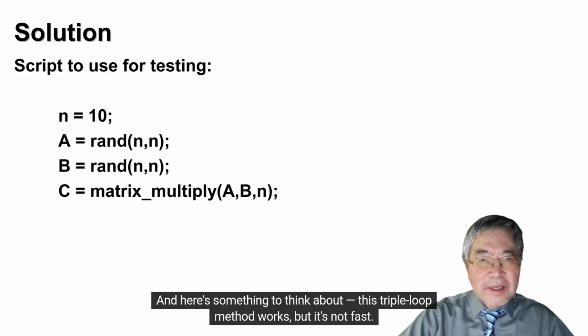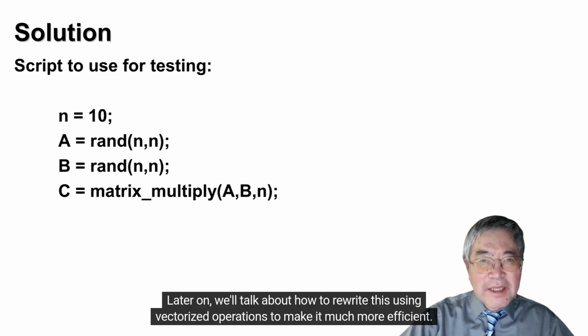And here's something to think about. This triple loop method works, but it's not fast. Later on, we'll talk about how to rewrite this using vectorized operations to make it much more efficient.